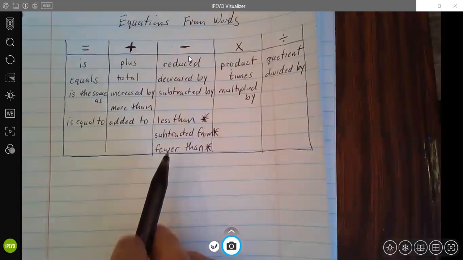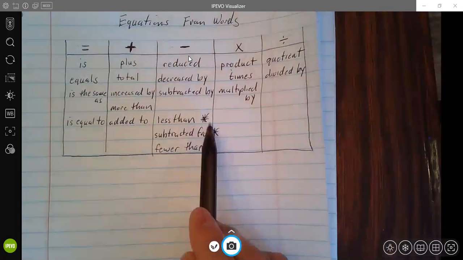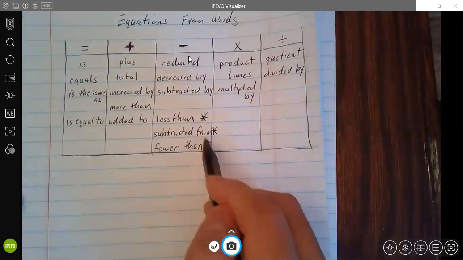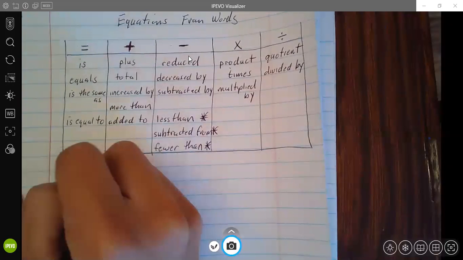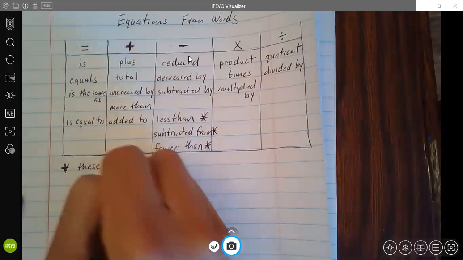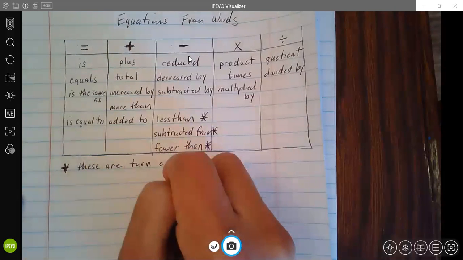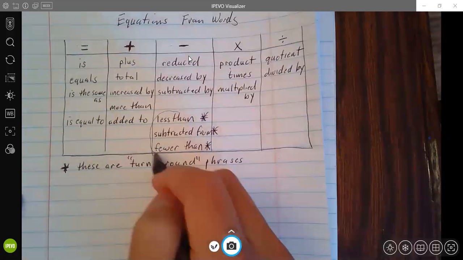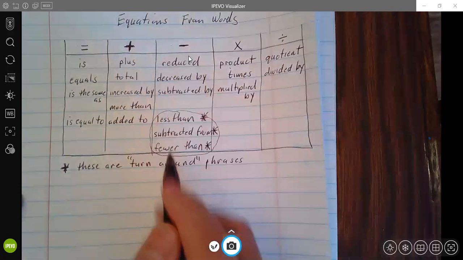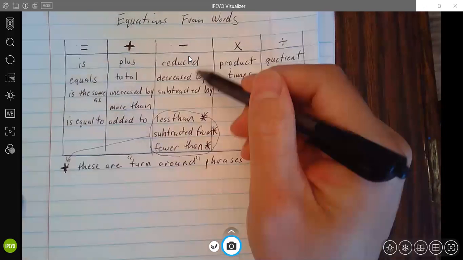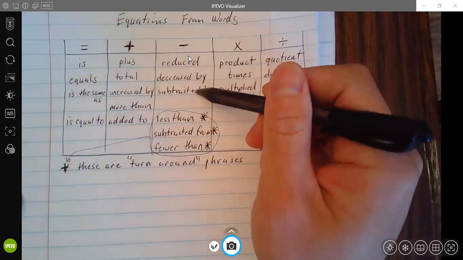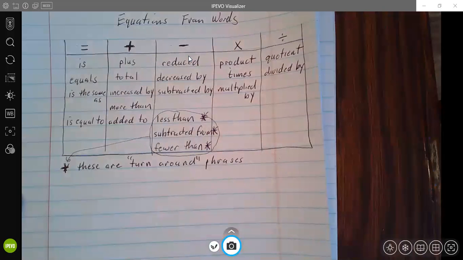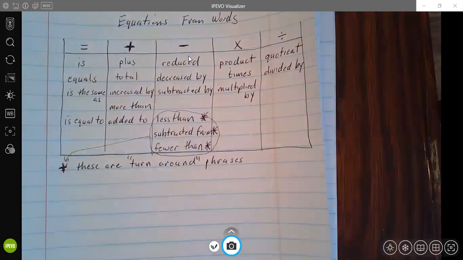All right. I want to talk real quick here. I'm going to give you one sentence of notes for these star words. These three are subtraction words, but these three at the bottom, put a star here, are turnaround phrases. So just these three. Not all subtraction words are turnaround phrases. The top three are not: reduced, decreased by, subtracted by. But the bottom three are subtraction words that are turnaround phrases, and you'll have to flip the order on those. You'll see some examples when we do them.